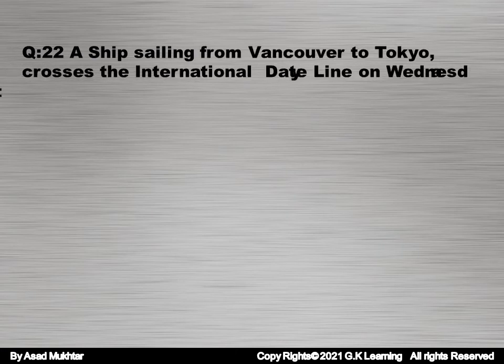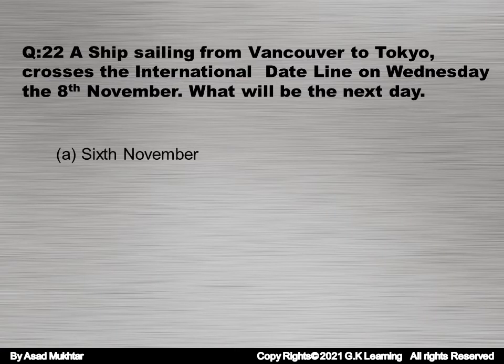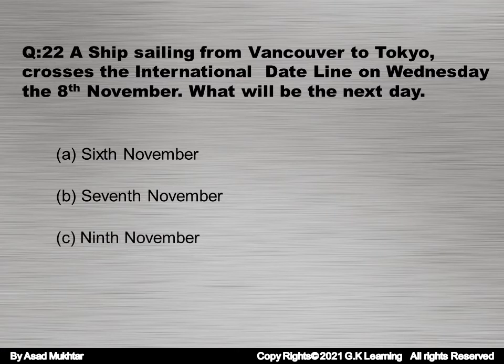A ship sailing from Vancouver to Tokyo crosses the international date line on Wednesday, the 8th November. What will be the next day? 6th November, 7th November, 9th November, 10th November. The answer is 6th November.